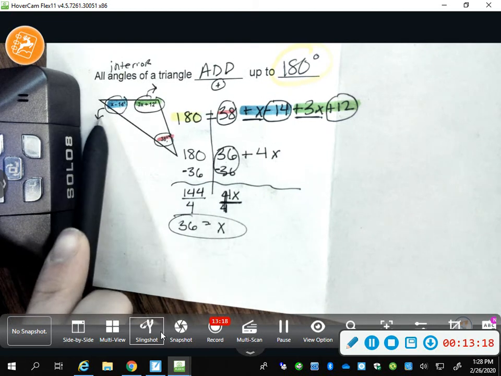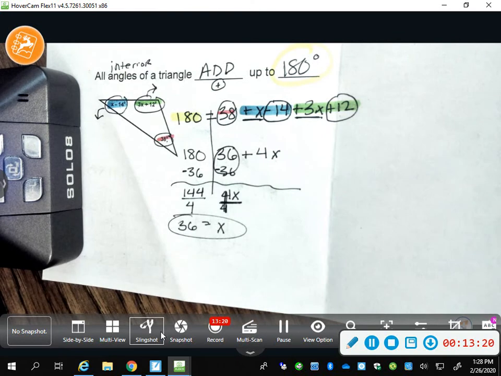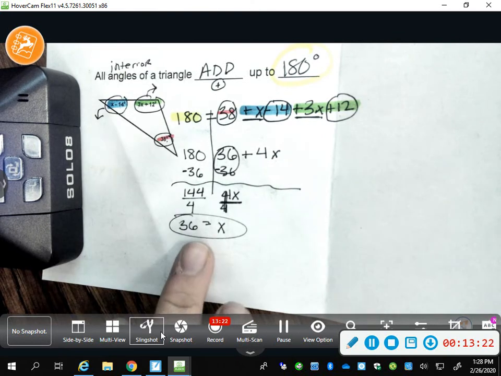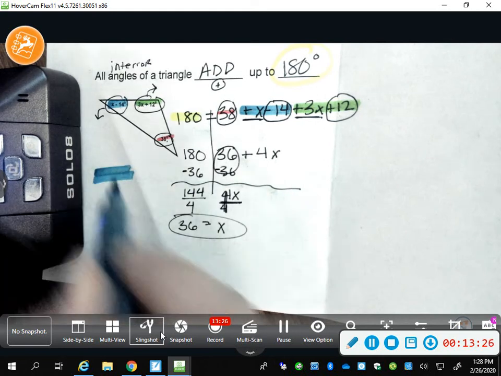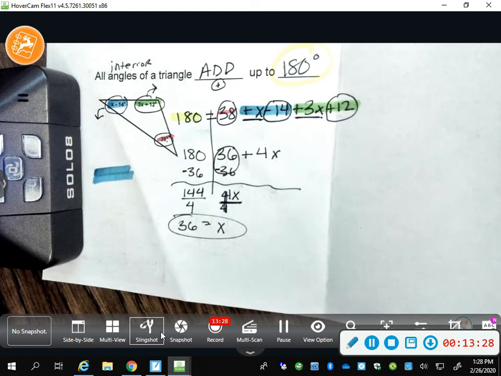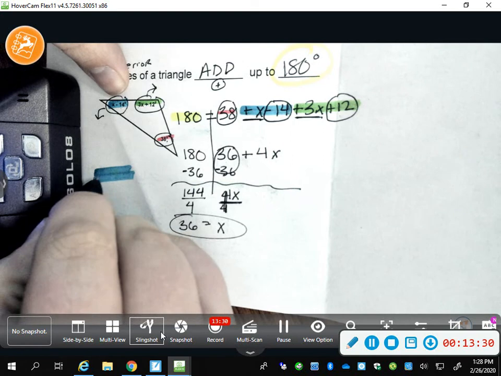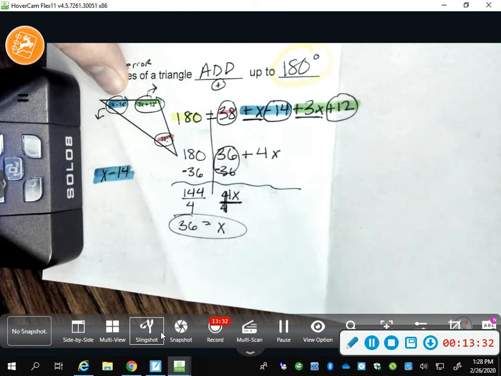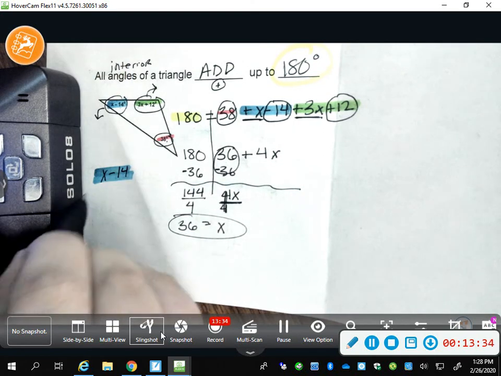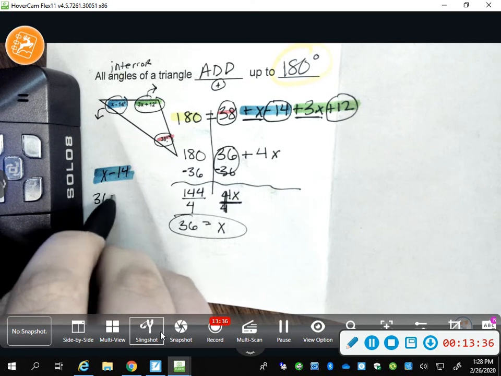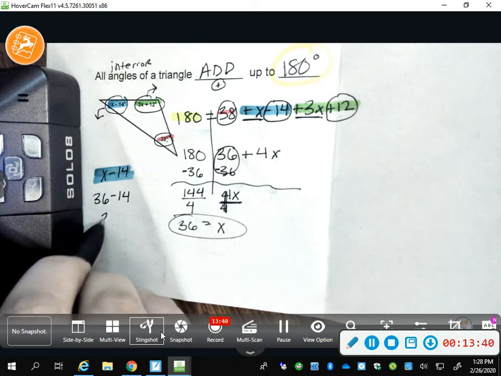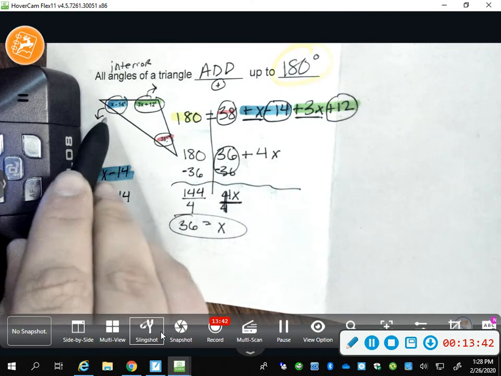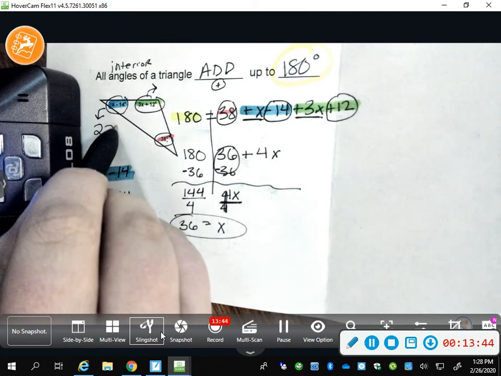My goal is to find the blue and the green angle. To do that, I needed to know the value of x. Let's find the value of the blue angle now. The blue angle has a measure of x minus 14 degrees. I know x is 36 minus 14. So 36 minus 14 is 22. The blue angle then is 22 degrees.